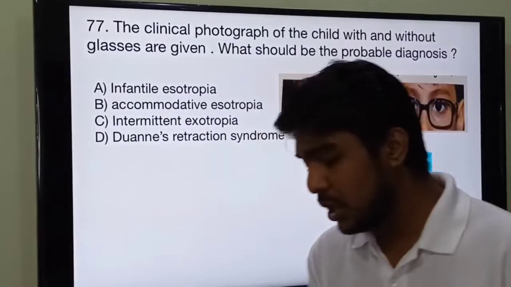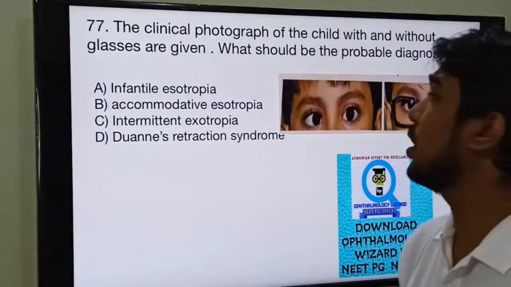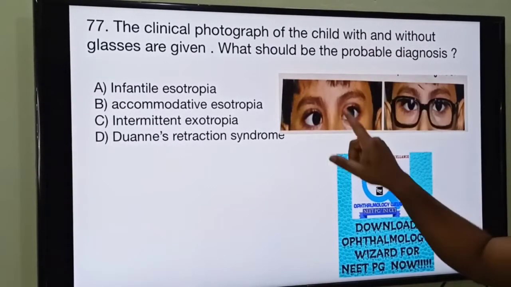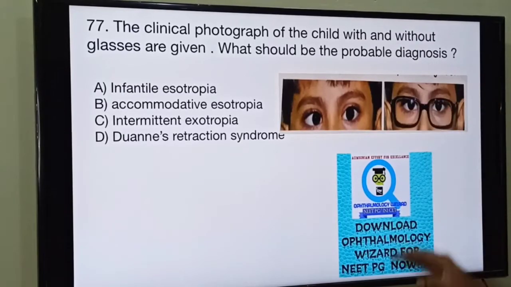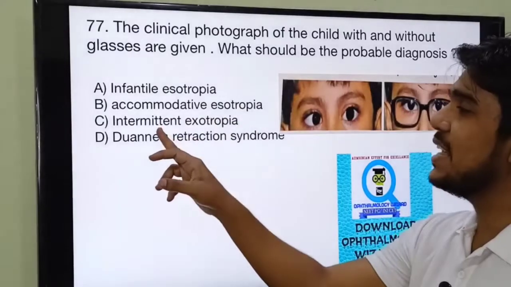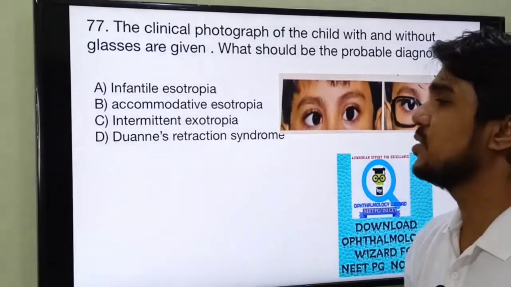Now coming to the next question. The clinical photograph. This patient's clinical photograph is shown, with and without glass. This is without glass. This is with glass. What should be the probable diagnosis? Infantile exotropia, accommodative exotropia, intermittent exotropia, Duane's retraction syndrome.